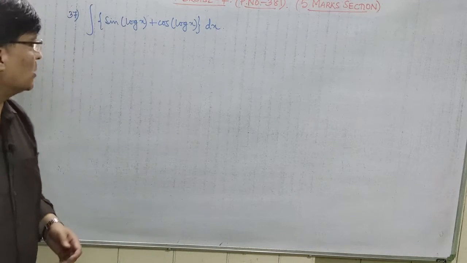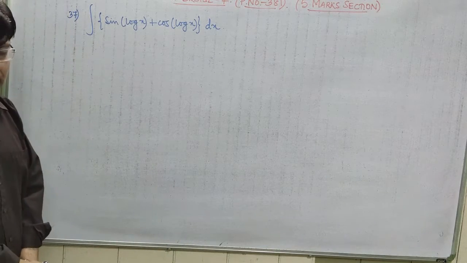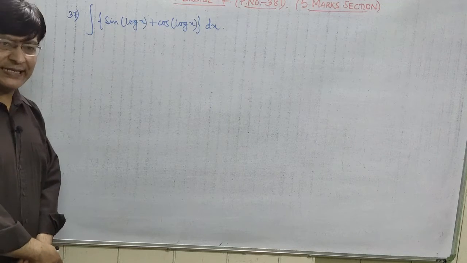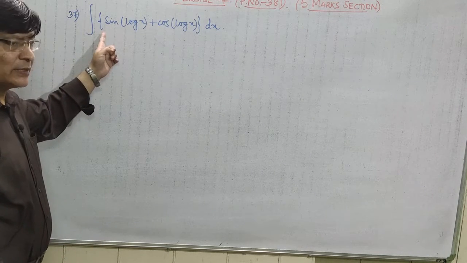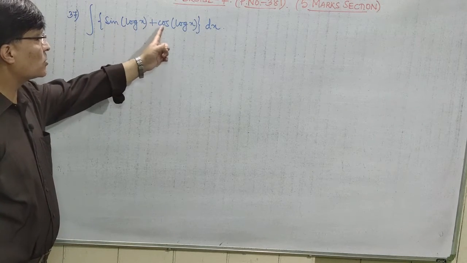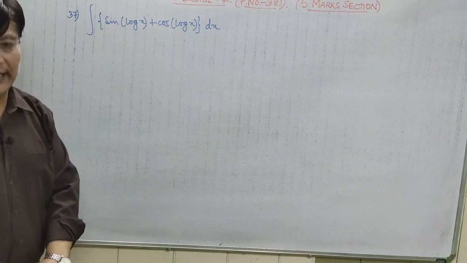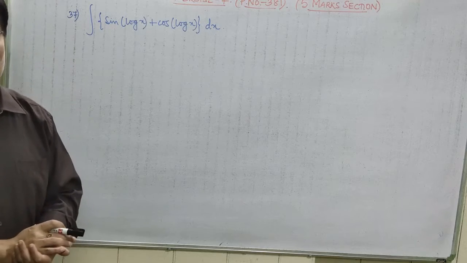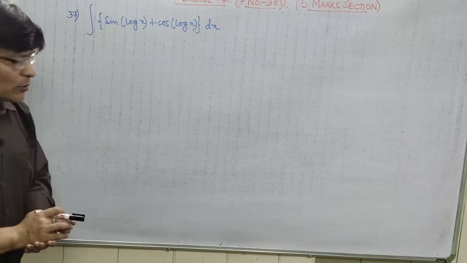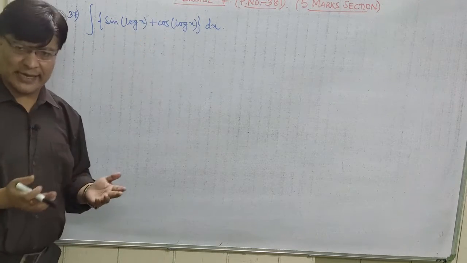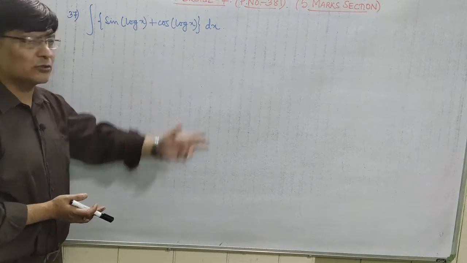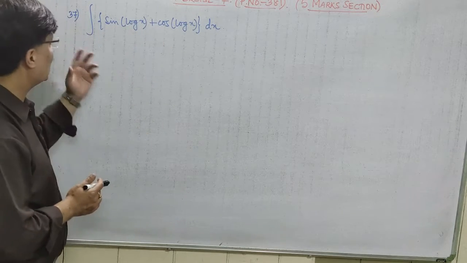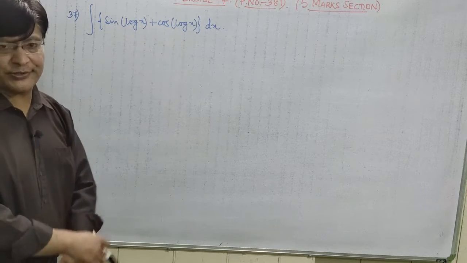So now we'll do the next question, that is question number 37. The question is integral of, within second bracket, sine of log x plus cos of log x second bracket close dx. Now both sine of log x and cos of log x is there. And you know that if you take this log x as x, this will be sine x plus cos x. And you know that integration of sine x is cos x.